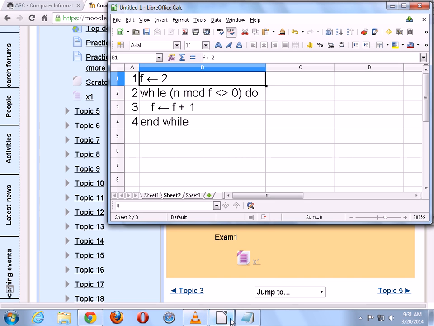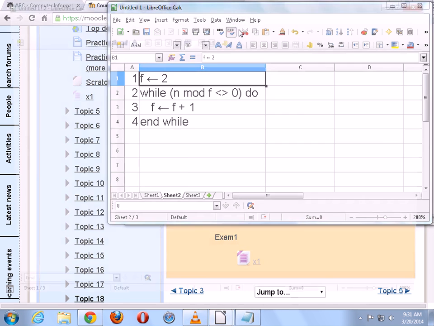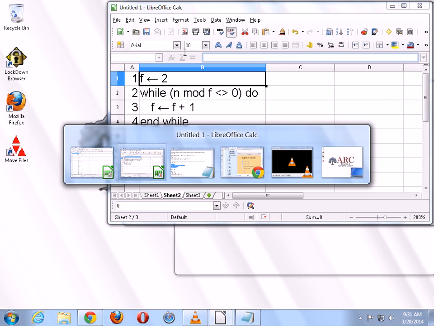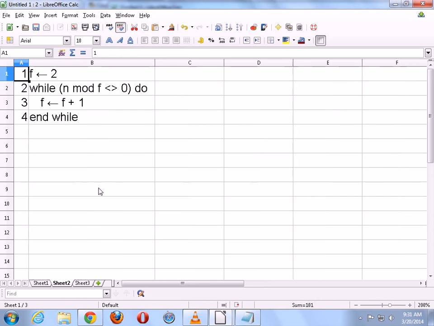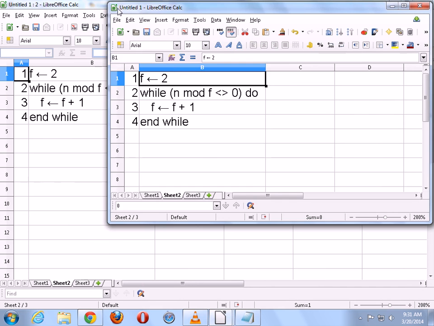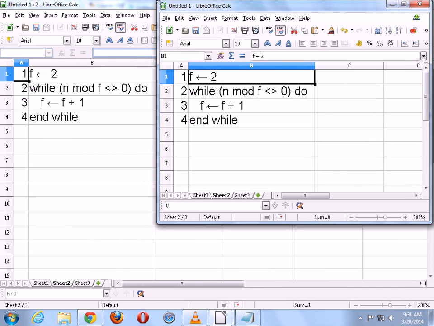All right, so let's go back to, oh, I forgot to open the new window first. There we go. So now we have a new window. And use this one to look at the algorithm, and then use this one to look at the trace. There we go.